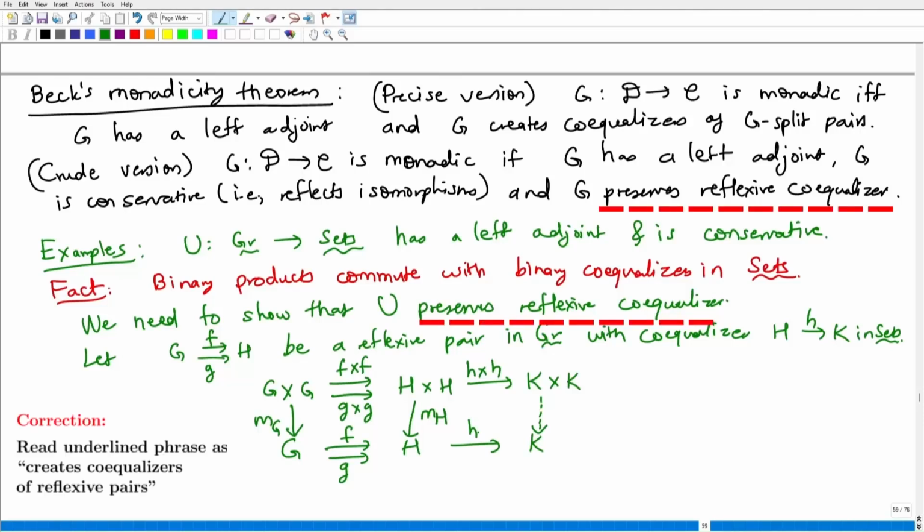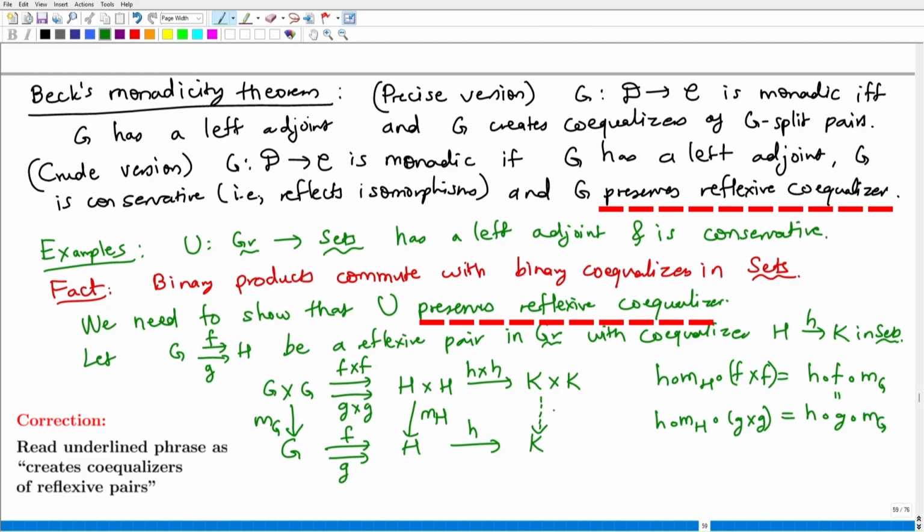So what I am saying, let me write it. h composed with M_H composed with F cross F is equal to h composed with F composed with M_G, which is the same as h composed with G composed with M_G, because it's a coequalizer there, and this is equal to h composed with M_H composed with G cross G. Everything is clear here. So therefore, h composed with M_H weakly co-equalizes F cross F and G cross G. So there should be a unique factorization through the co-equalizer diagram, which is what we will call M_K.